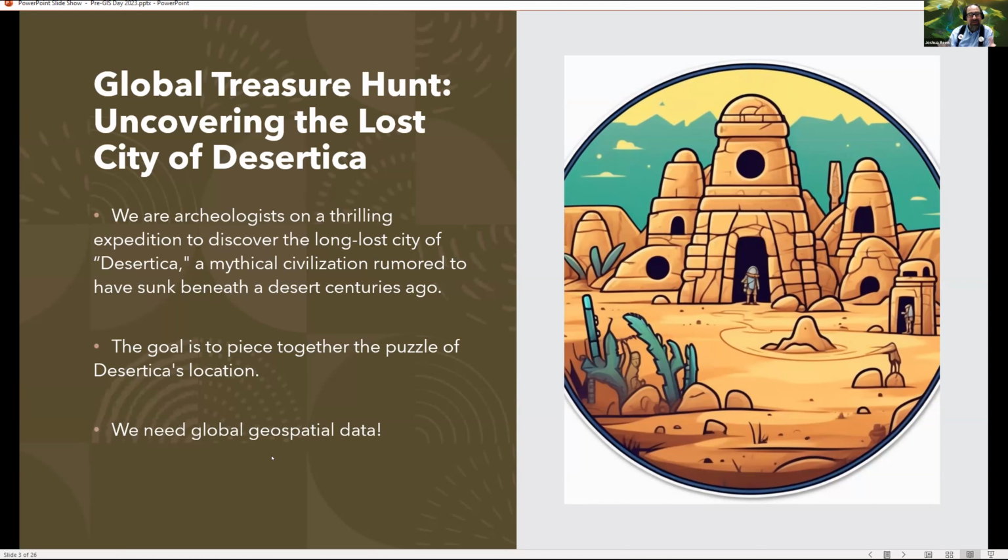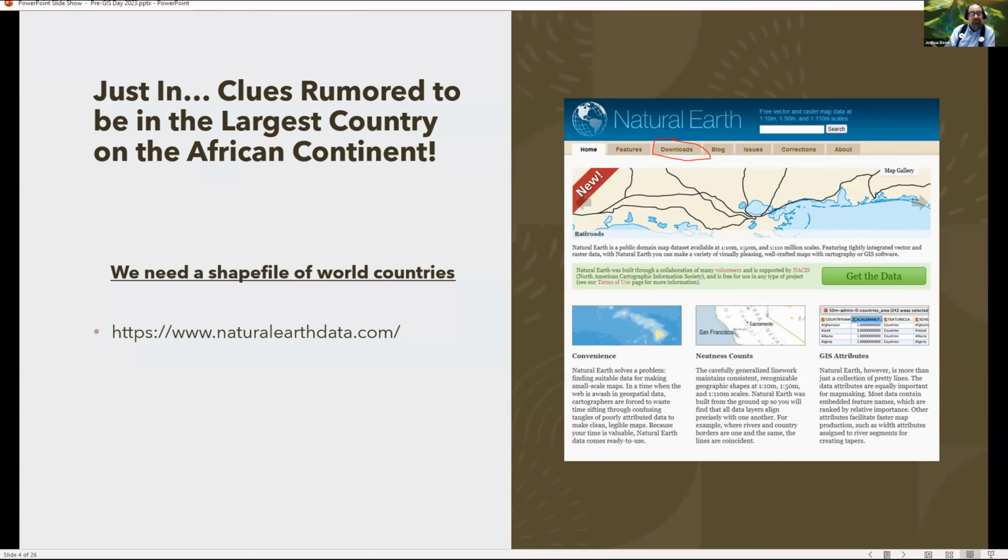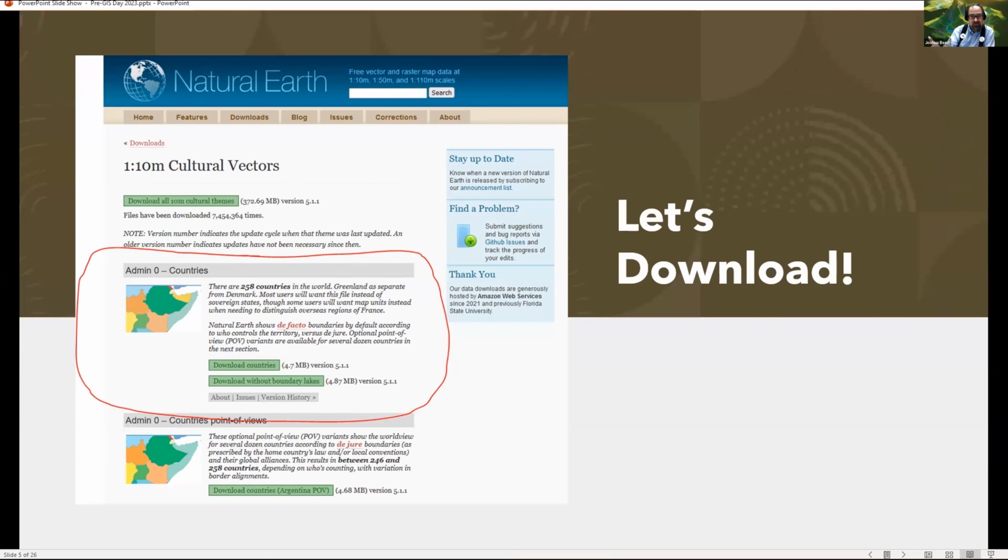So we need global geospatial data in order to do this research. We've got our first clue in: it's rumored to be in the largest country on the African continent. So we need some basic shapefiles of world countries. This is our first source, Natural Earth, or naturalearthdata.com. From this site, if you click on downloads, where that red circle is pointing, that takes you to a page similar to this, and right at the top of the page are the administrative boundaries for 258 countries in the world.